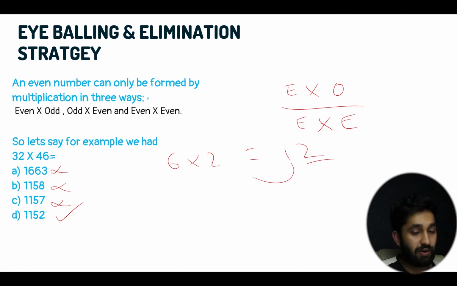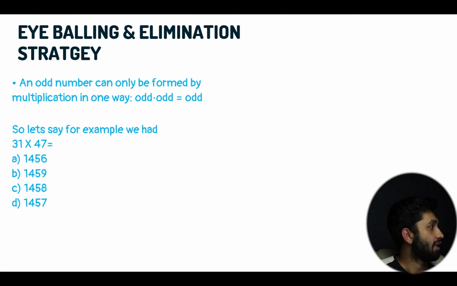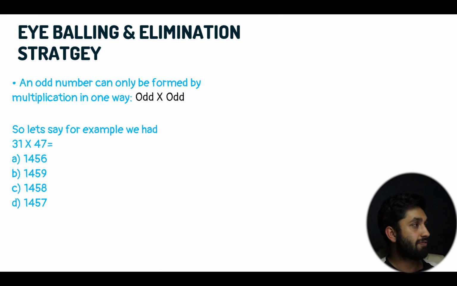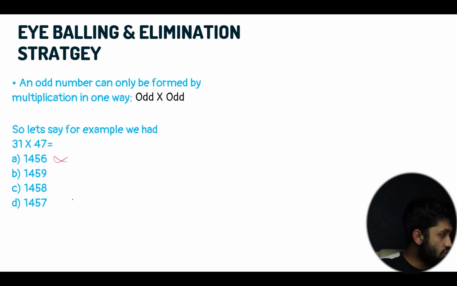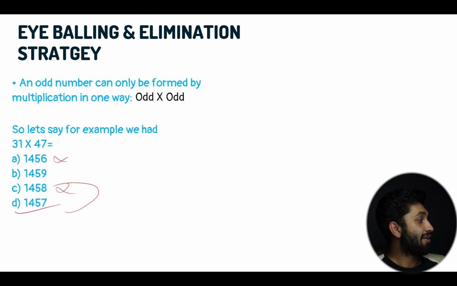So here we didn't really do any working out and we came to an answer. Okay, so an odd number can only be formed by multiplication in one way. So odd multiplied by odd gives you an odd number. So let's say 31 multiplied by 47. If you are expecting an even number, then it shouldn't be. So it should always be odd. Odd multiplied by odd gives you an odd number. So it's not A, it's not C, it's either one of these two, and obviously it's going to be D, because 1 multiplied by 7 is 7, that will be our last digit for the final answer.